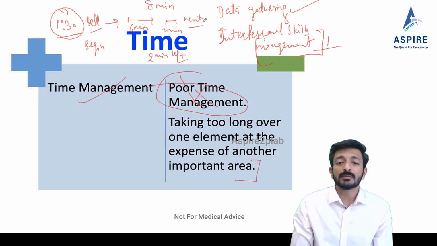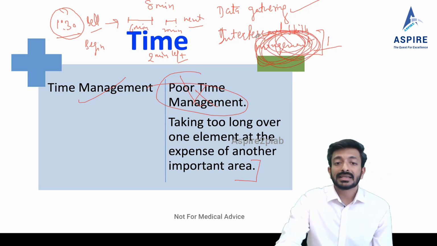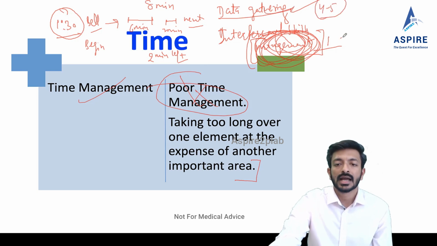So management is very important, and make sure you give enough time to your management, because if you're spending too much time on data gathering, you might struggle to do the management later on. So in a simple history taking station, spend roughly 4 to 5 minutes for data gathering, and 3 to 4 minutes for your management.